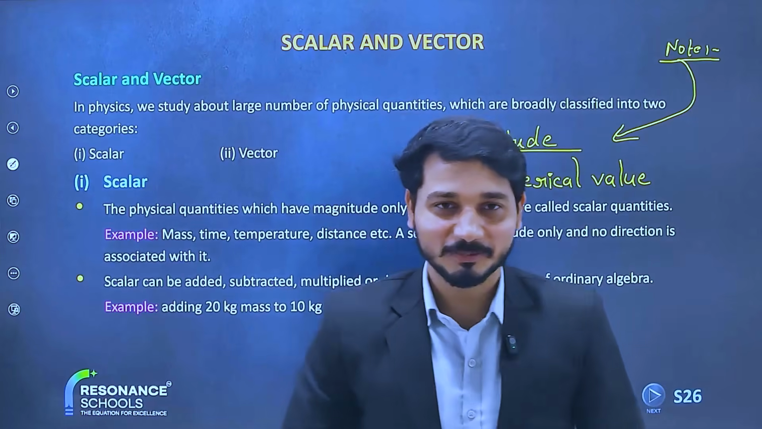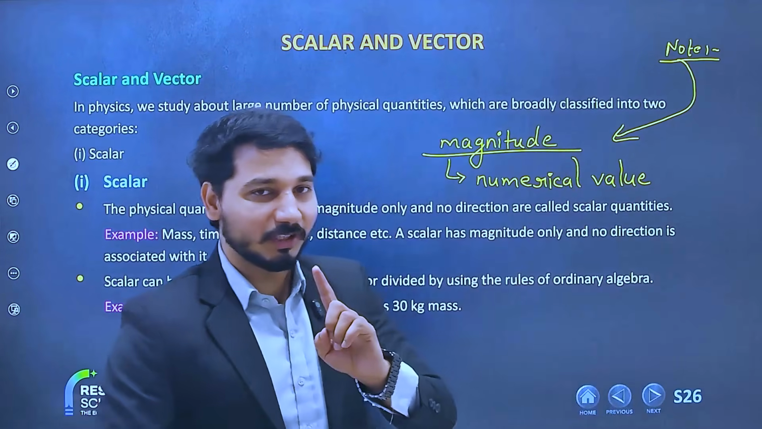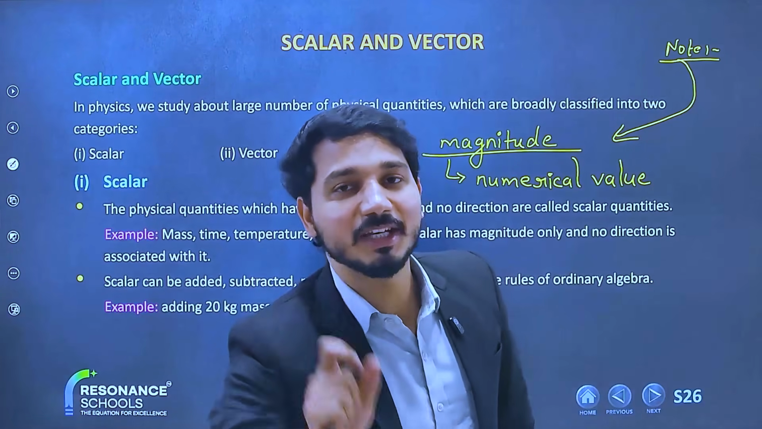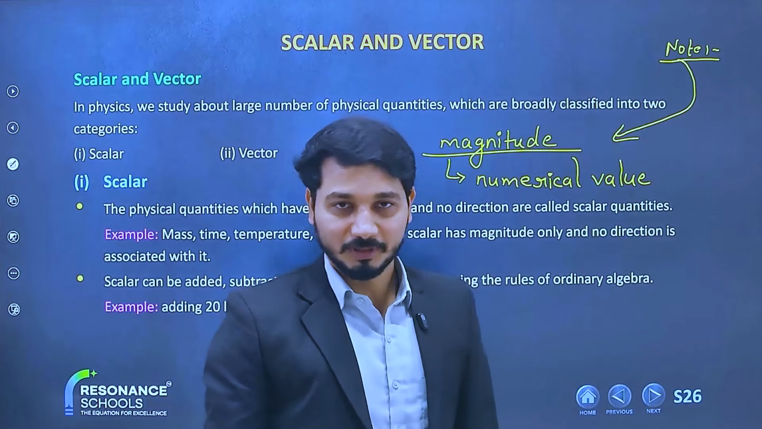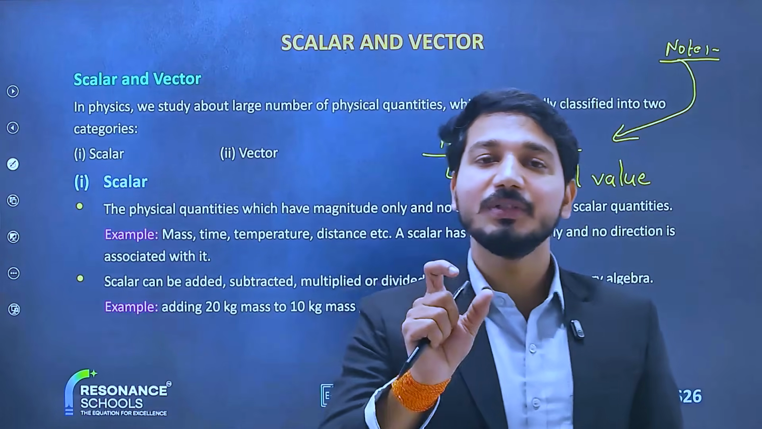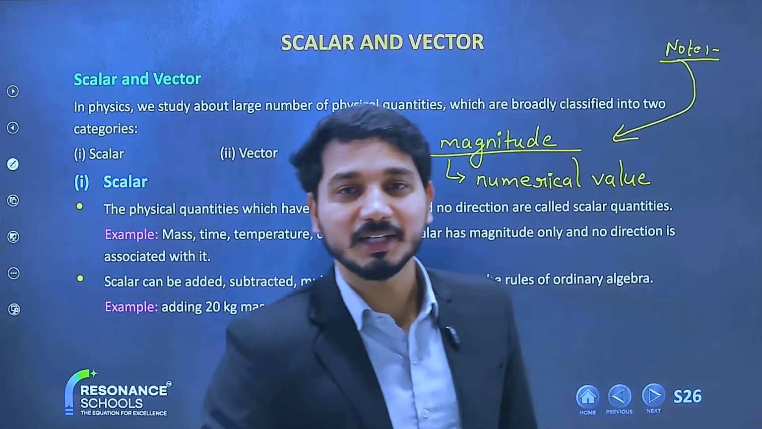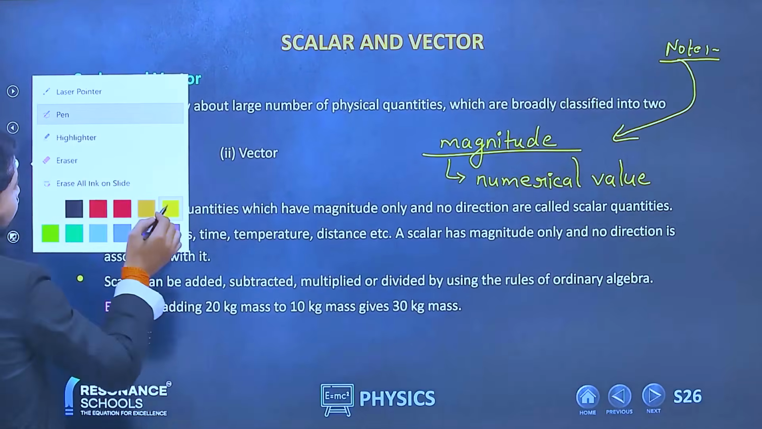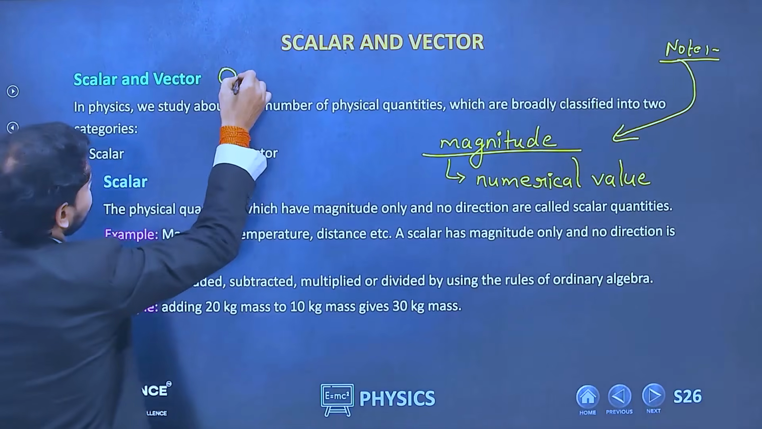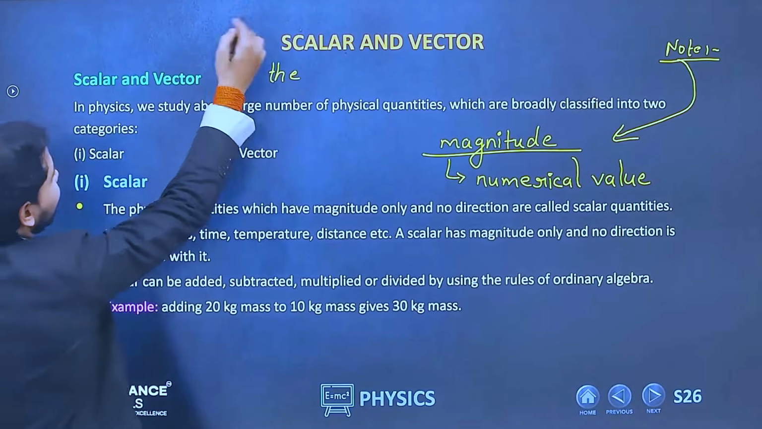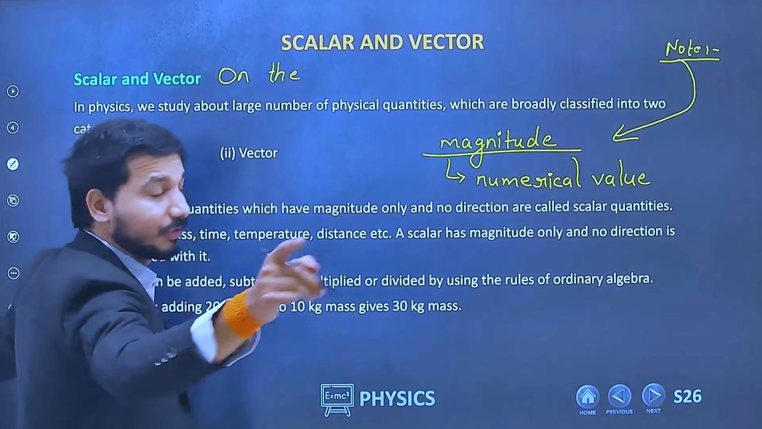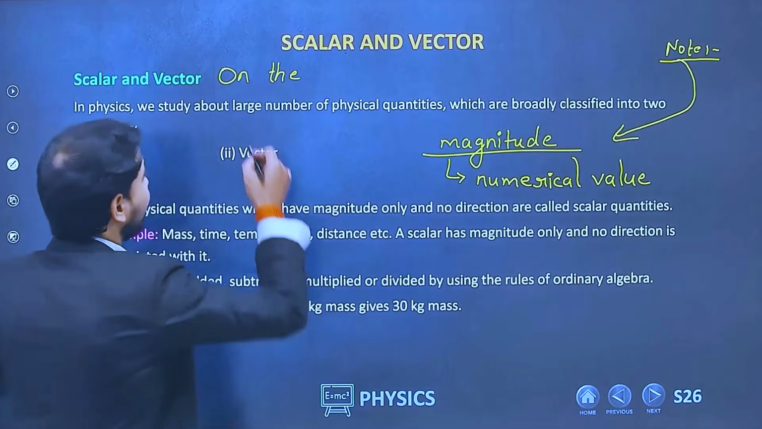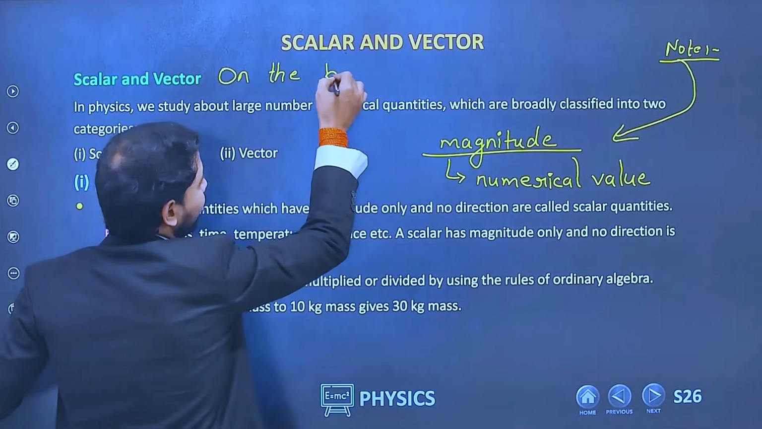Understood? Okay. So what do you have to write for physical quantity? First statement you will write on the basis of magnitude and direction. On the basis of magnitude and direction, physical quantities are classified as, okay, I'll write on the board over here. In your notes, your topic will be scalar and vector quantity. Scalar and vector quantity.